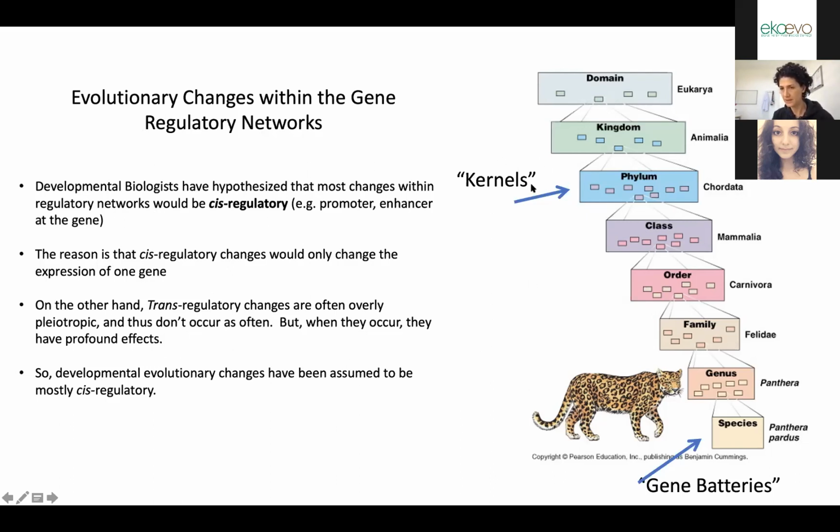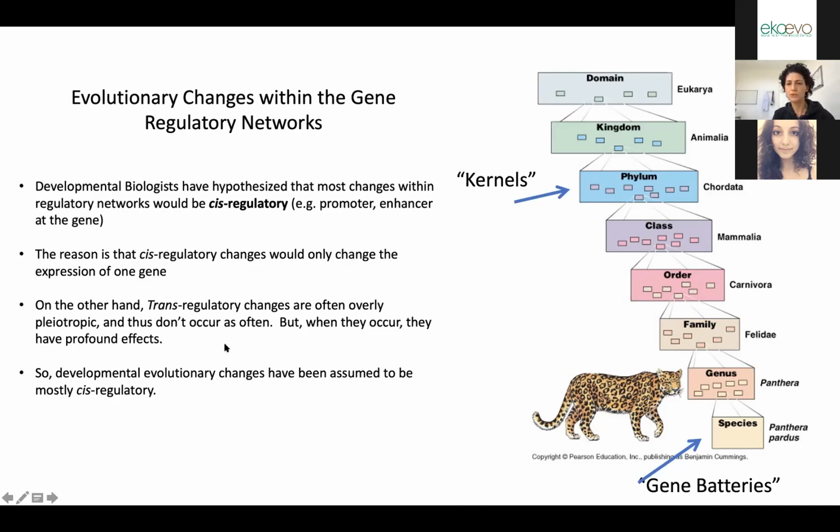What happened during the Cambrian explosion, actually, was that trans-regulatory mutations at the center of the gene regulatory networks, called the kernels, created different phyla during the Cambrian explosion. A mutation in the gene batteries affects only species-level differences, but trans-regulatory changes at the kernels of the developmental genes can create new body plans and new phyla, which happened during the Cambrian explosion.